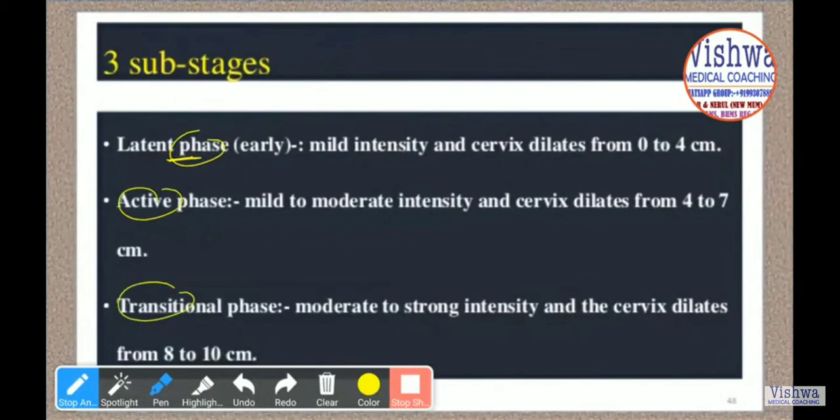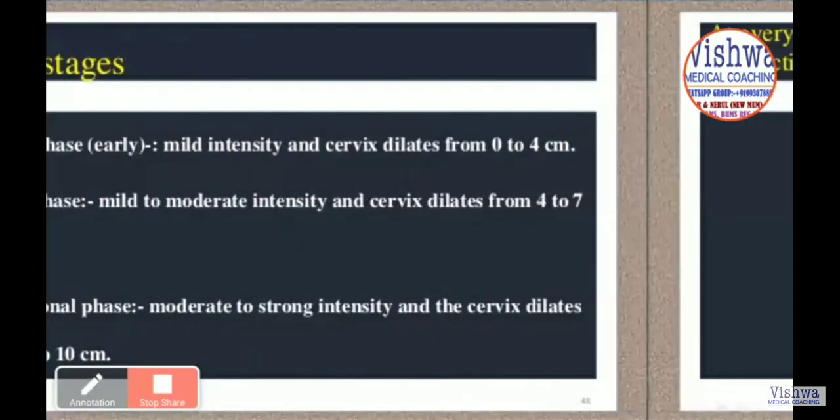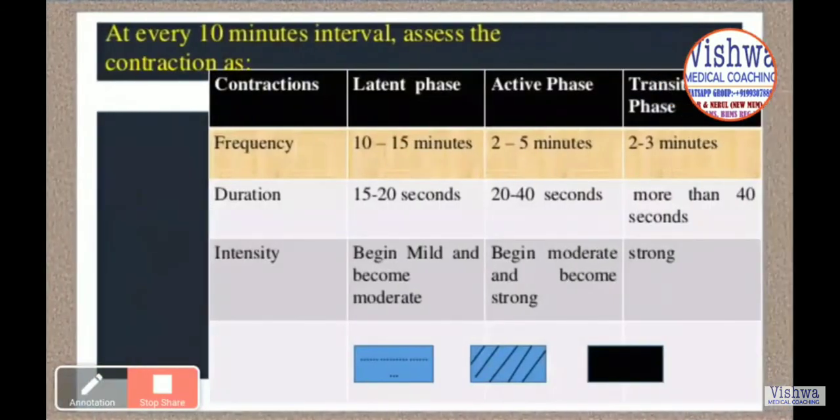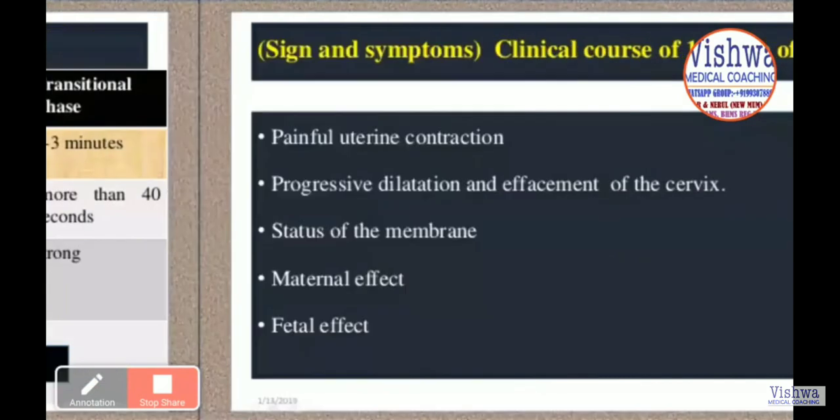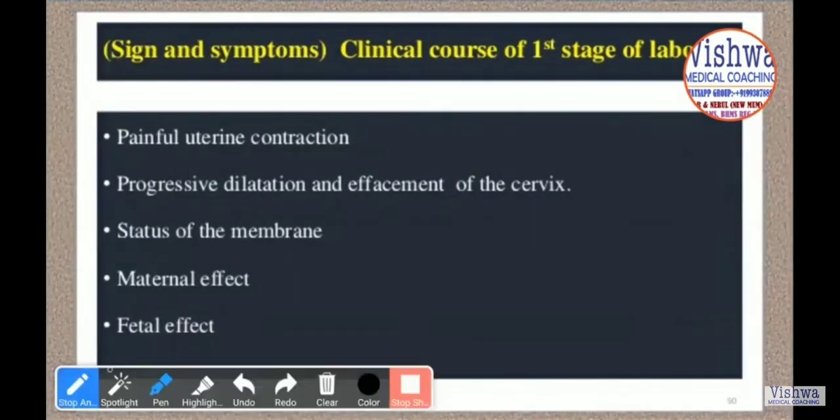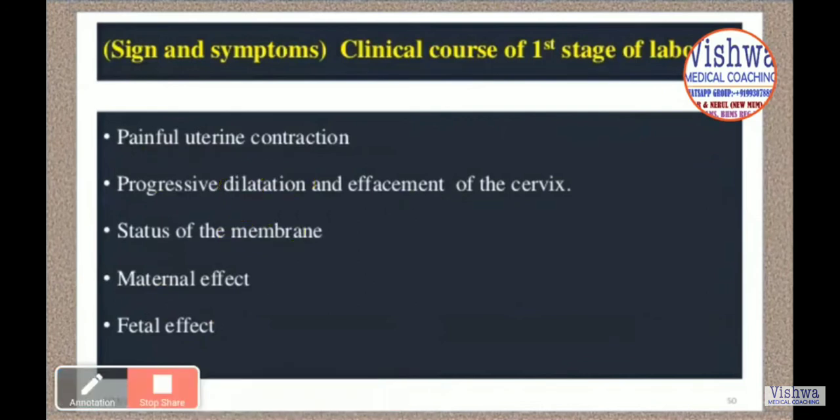Latent phase is up to 4 centimeters. 4 to 7 centimeters is the active phase, and the transitional phase is 8 to 10 centimeters. So 0 to 10 centimeters dilatation is the first stage. What are the signs and symptoms of the first stage? Signs and symptoms are painful uterine contractions, cervical dilatation, rupture of membranes, and also effacement of the cervix that we all know.